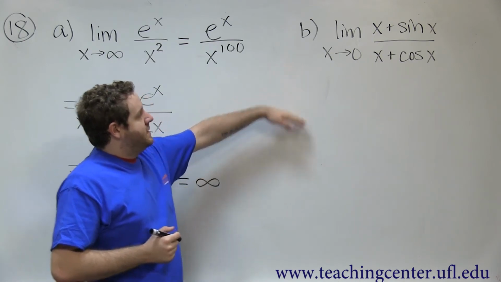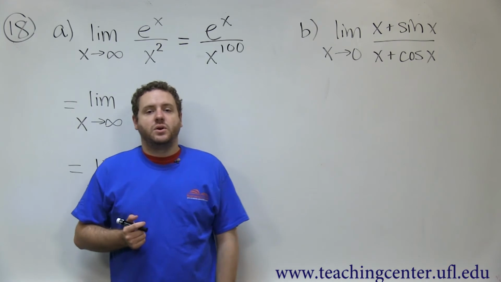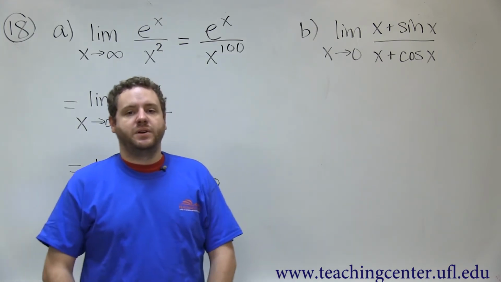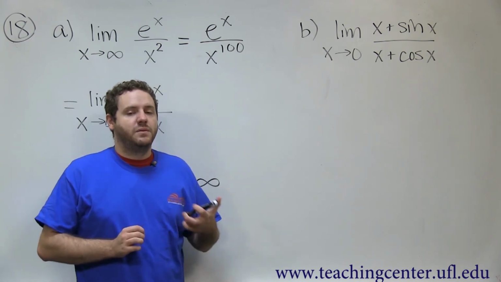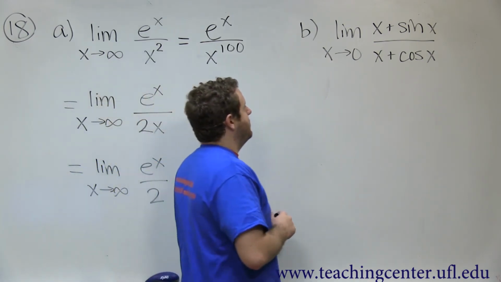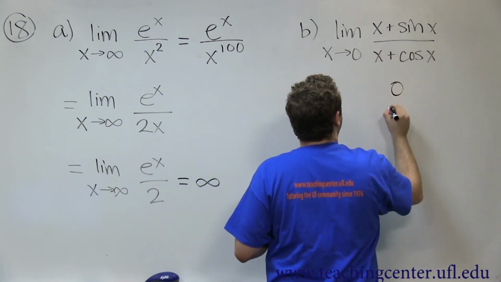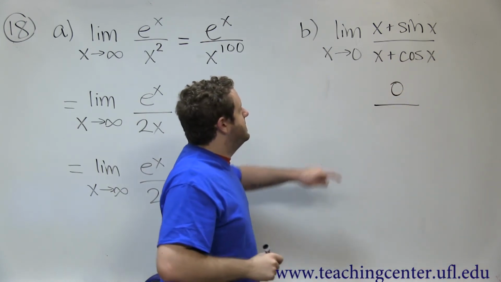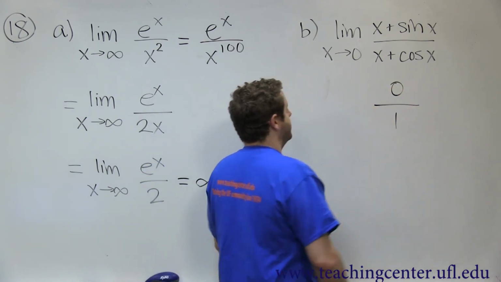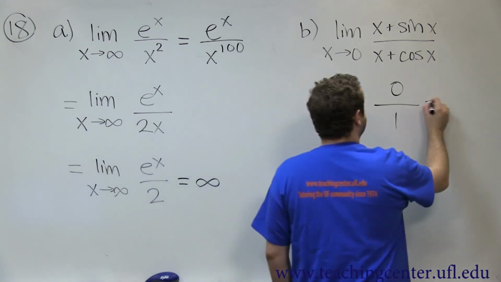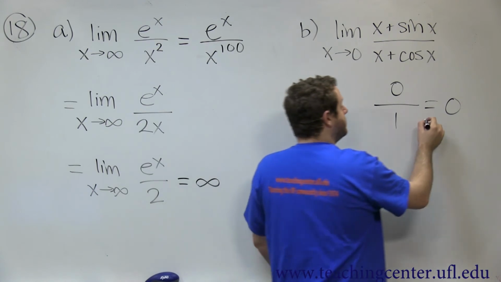Letter B, we have limit as x goes to 0, x plus sine x over x plus cosine x. We need to plug in 0 to figure out if this limit is indeterminate in the first place, because remember, you can only use L'Hopital's rule if your limit is indeterminate. If we plugged in 0, our numerator would be 0. Our denominator would be 0 plus cosine of 0. Cosine of 0 is 1. So we get 0 over 1, which is 0. So that's not indeterminate, and the limit answer is just 0.